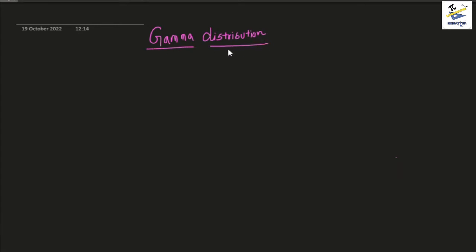So this is gamma distribution. Now for the gamma distribution, as I had said, we need the gamma function. So first we need to understand the gamma function.